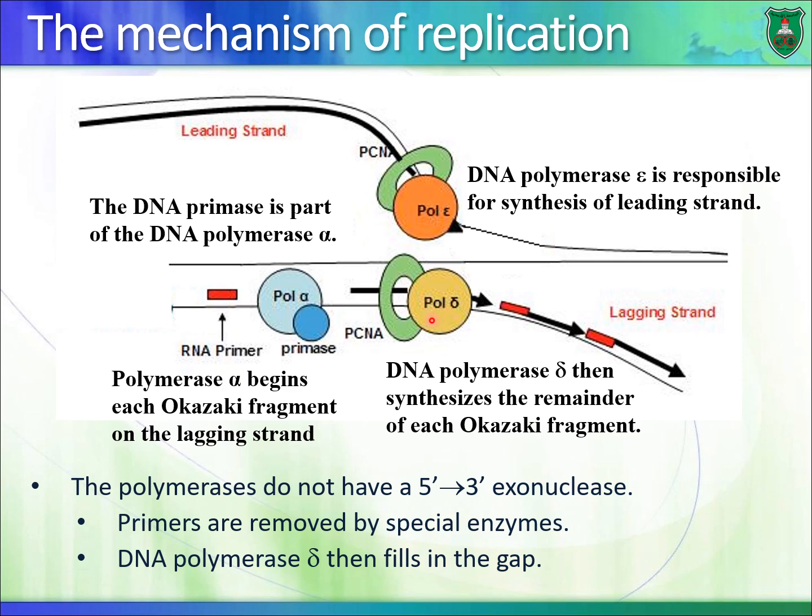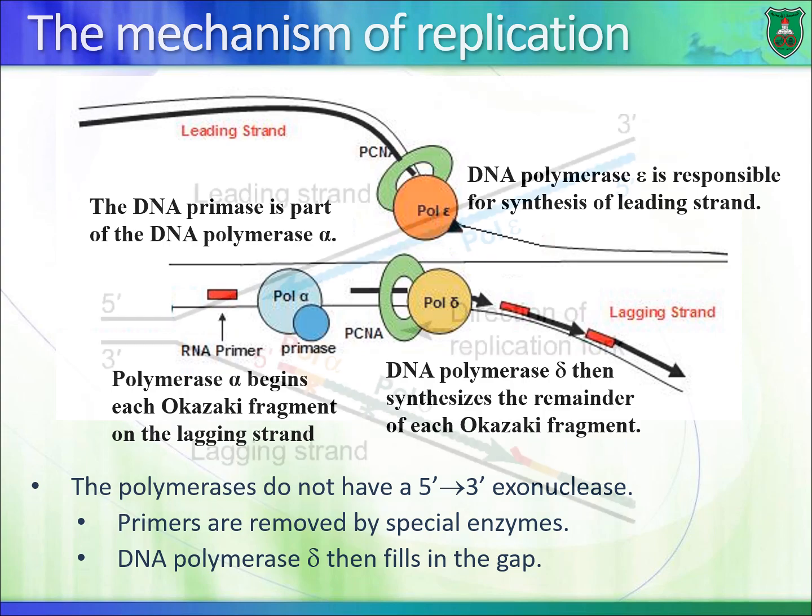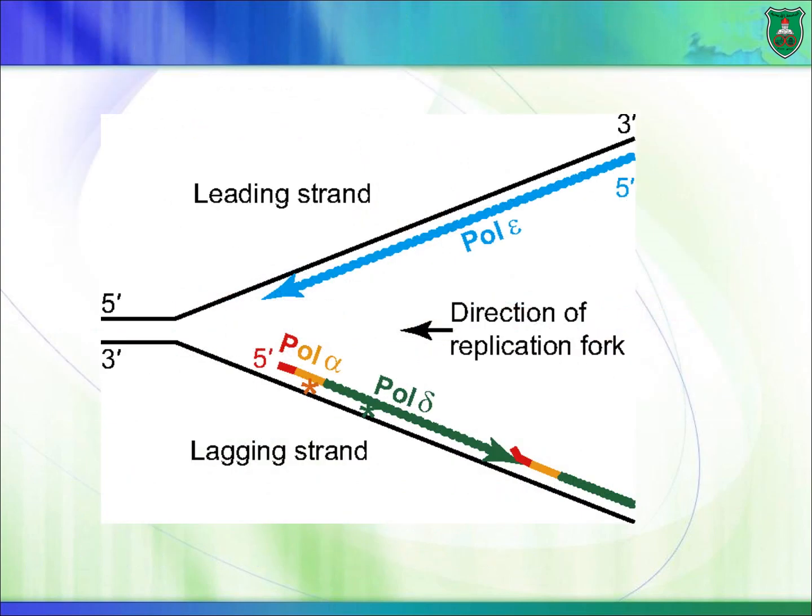Now, what happens is that DNA polymerase delta, as it synthesizes the Okazaki fragment, hits the primer in the next Okazaki fragment, and it needs special enzymes to remove this primer. It does not do this by itself, it needs help. But it fills in the gap created by these enzymes. Okay, so that's the idea. DNA polymerase epsilon is responsible for synthesizing the leading strand. Each Okazaki fragment requires DNA polymerase alpha followed by DNA polymerase delta.